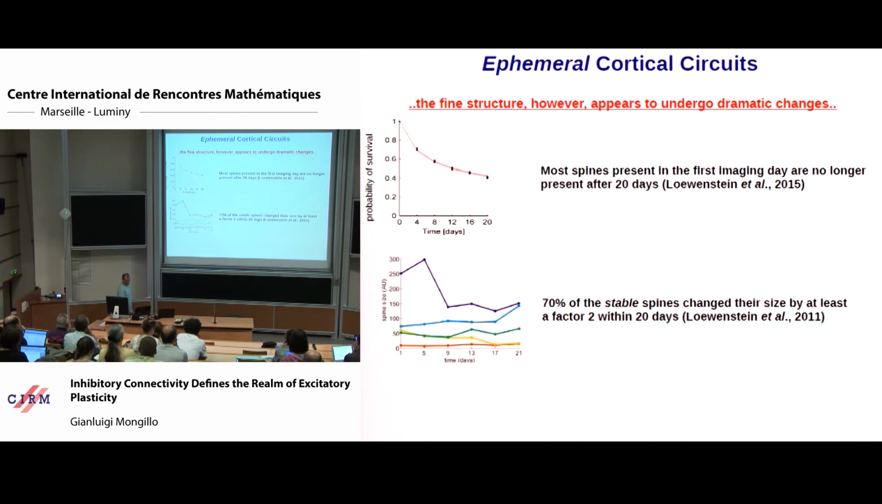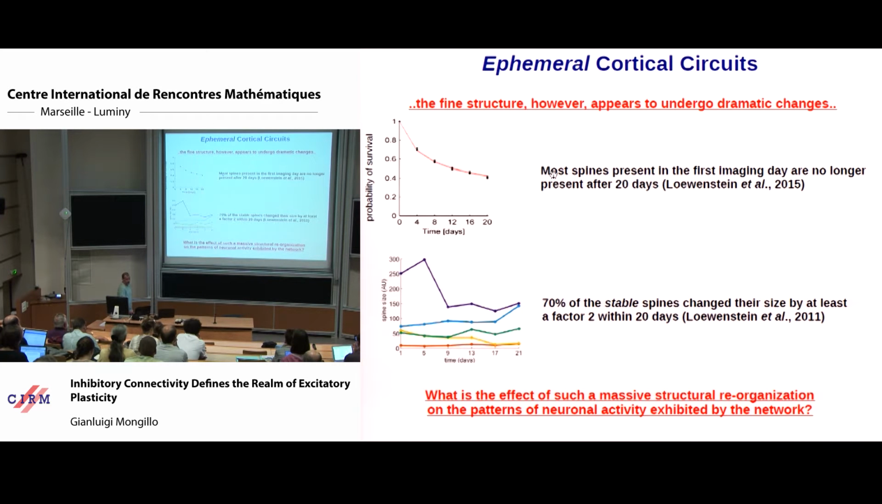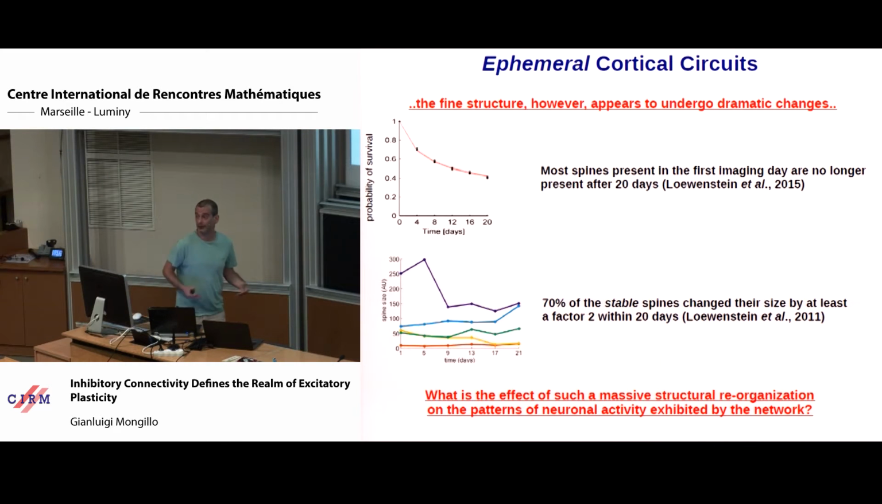And so, of course, now you can ask several questions, and a pretty obvious question is, well, what's the effect of this reorganization on the patterns of activity in the network? Because patterns of activity in the network represent, to some extent, the information which is encoded in the synaptic matrix. So how is this going to be affected by these dynamics?